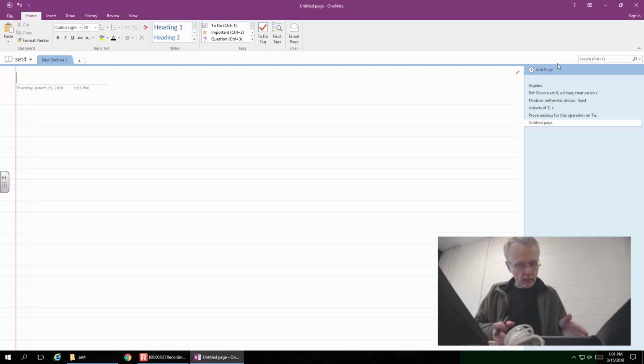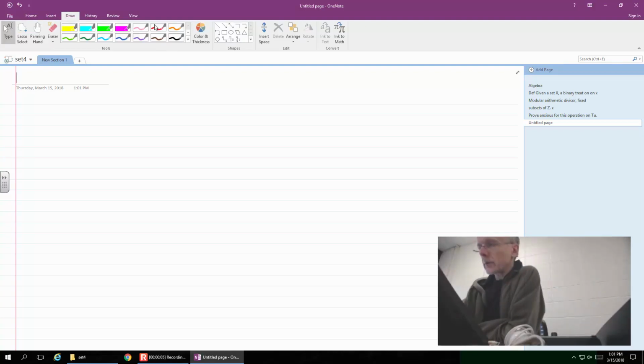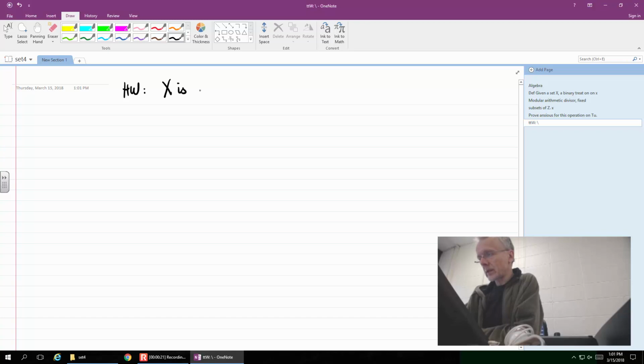Before we continue, I want to give you another sort of food for thought, for thinking at home. Just a problem about equivalence relations, similar to what I suggested a few weeks ago. So X is a set. It has two equivalence relations.